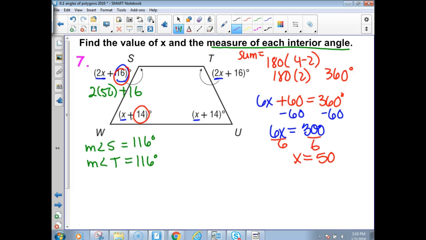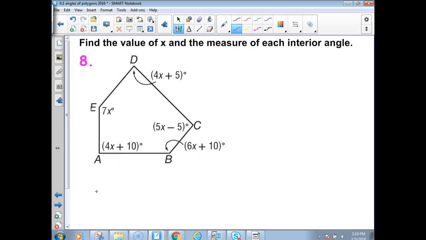Okay, and then pretty easy to get the measure of angle U and W because they're the same. And we're going to put in 50 plus 14 is 64 apiece. Okay. Anybody still need this? All right, we get to move on to number 8.